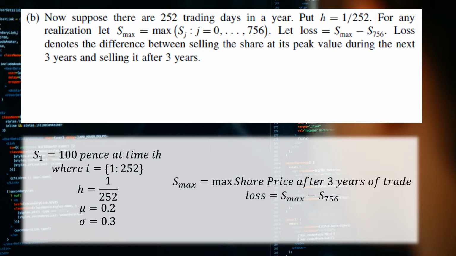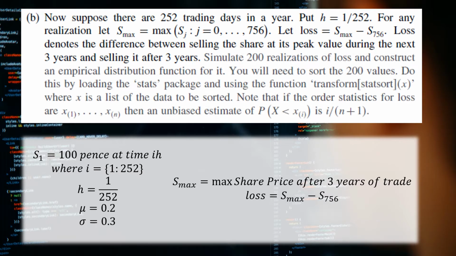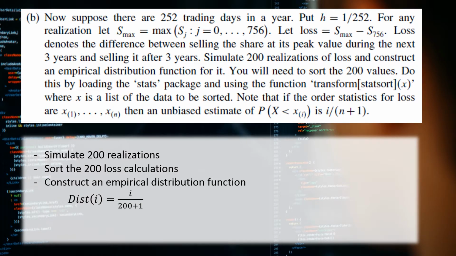For part B, we're assuming there's 252 trading days within the year. Now we want to calculate what the max value of the share was within a 3-year period. As well, after the 3-year period, we want to calculate the loss, which is the max value within the 3-year period minus the value of the share at the end of the 3-year period. Additionally, we want to simulate 200 realizations of this and develop an empirical distribution to represent that.